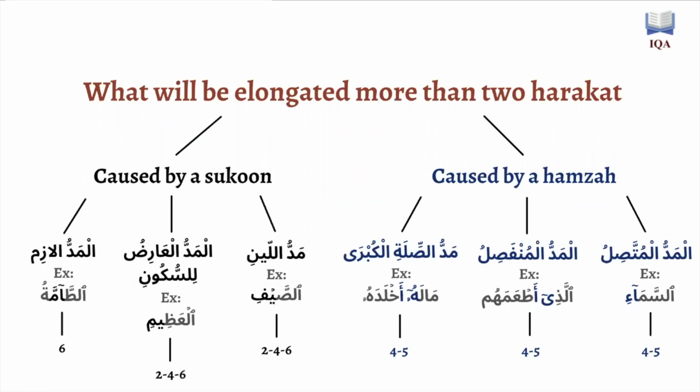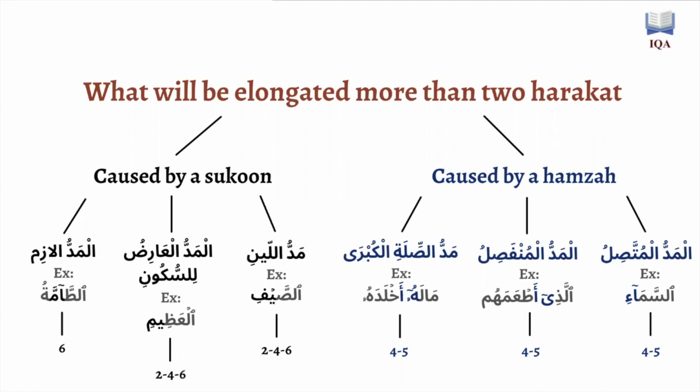Alhamdulillah, in this video, we're going to be finishing our topic on the different types of Madd in the science of Tajweed. So in part two, the previous part, we talked about those Madds that are going to be elongated more than 2 harakas and are caused by a sukoon. So we covered Madd al-Lin, we covered Madd al-Arid lil-Sukoon, and likewise we covered al-Madd al-Lazim.